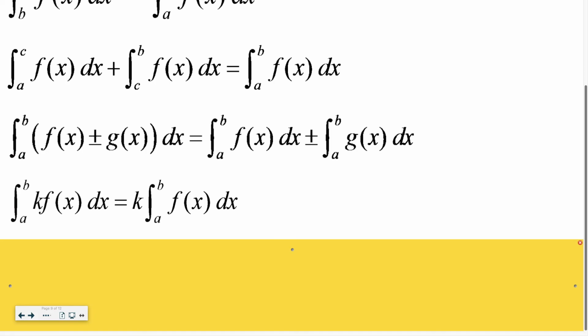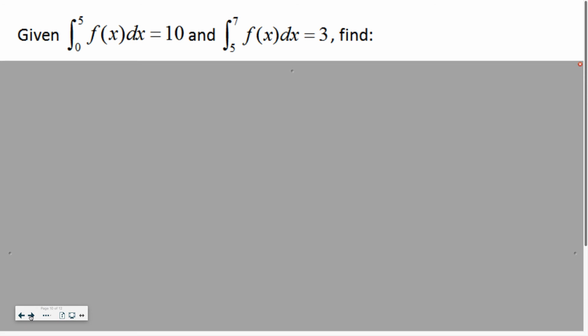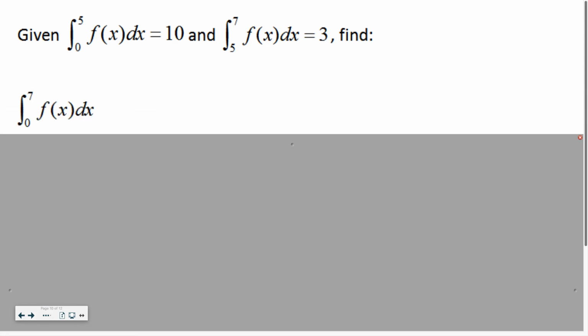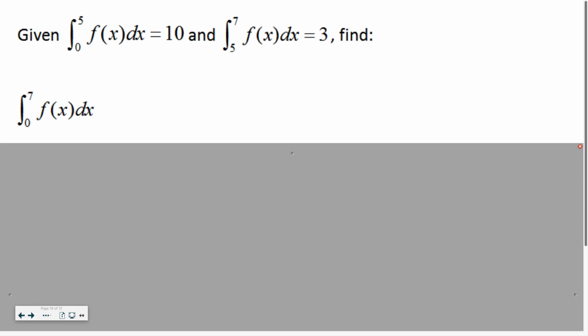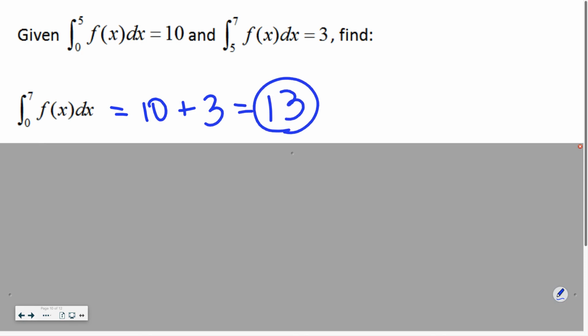Okay, we are going to do a 1 minute example. Are you ready? Take 10 seconds and write down: the integral from 0 to 5 of f of x dx is 10, and the integral from 5 to 7 of f of x dx is 3. Okay, so if I ask you for the integral from 0 to 7, the integral from 0 to 5 is 10, plus the integral from 5 to 7 is 3, we would have 13.